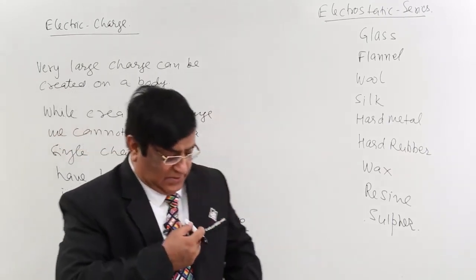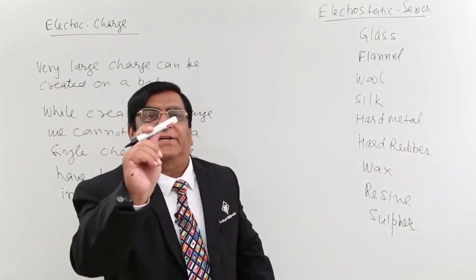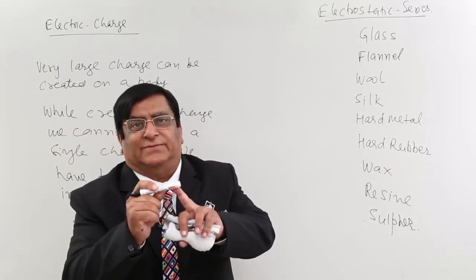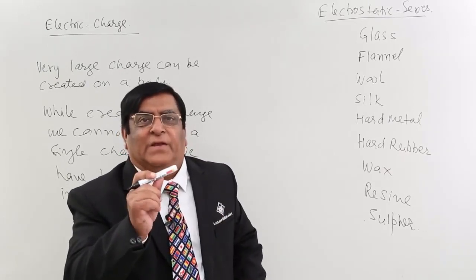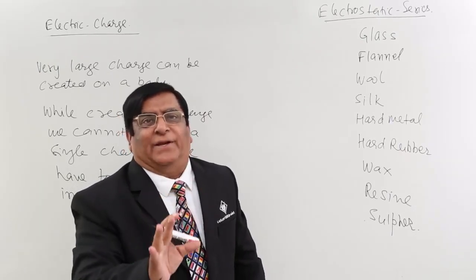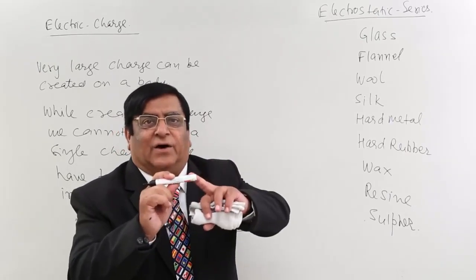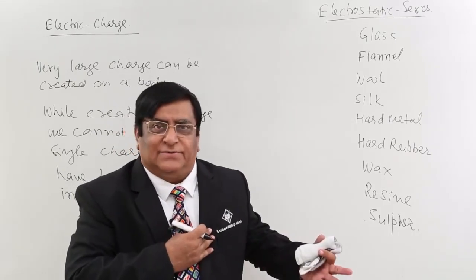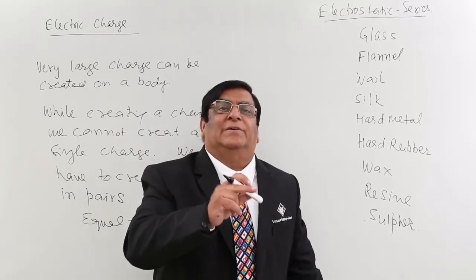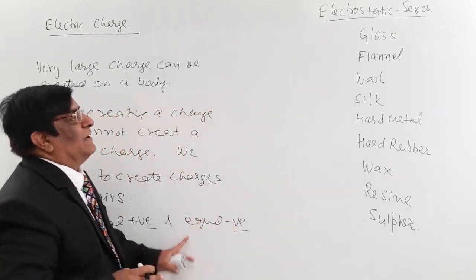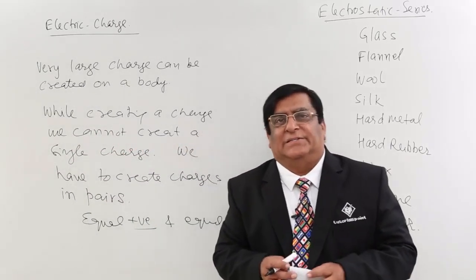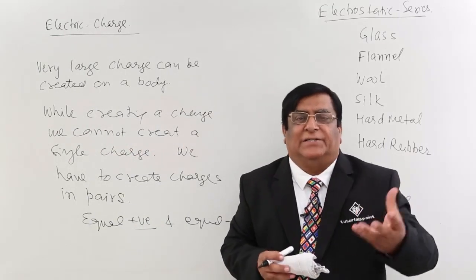If I am rubbing it with my coat and creating charges here, if these are positive charges and the quantity is 1000, then definitely 1000 negative charges are created on this cloth. It cannot happen that I will create 1000 here and there is no charge or 500 charge there. It has to be opposite and it has to be equal in numbers. This is a must.